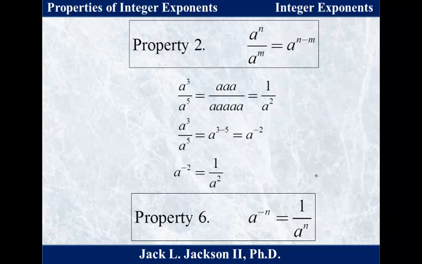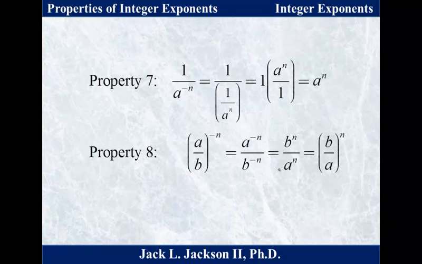But property 2 would say that we could also get it by saying a to the third over a to the fifth is a to the 3 minus 5, which is a to the negative 2. So if property 2 is going to work, a to the negative 2 has to be equal to 1 over a squared. And so that gives us a meaning for negative exponents. They basically lead to fractions, to reciprocals. So property 2 leads to property 6, which says a to the negative n is 1 over a to the n. And so now we have a meaning for negative exponents.